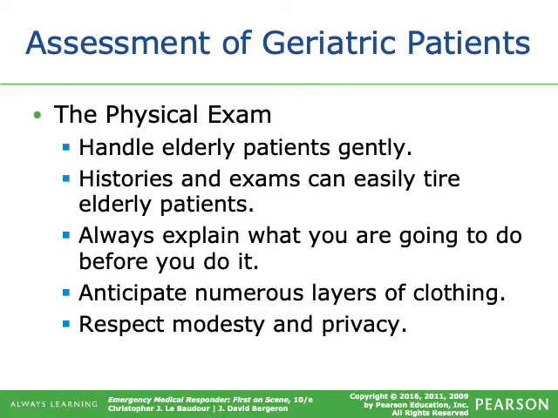Always explain what you're going to do before you do it. Anticipate numerous layers of clothing. A lot of times they're very cold or they may be trying to save money by not running their heat. So they may have quite a few layers of clothing on that you may have to get to. Always respect their modesty and privacy. Just because they're older does not mean that they don't have any modesty. So just keep that in mind.